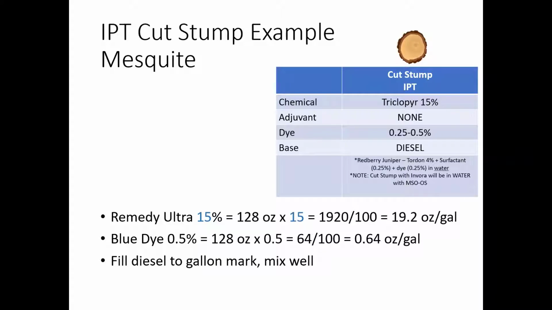This is a common example of cut stump treatments on mesquite. You only need 15% triclopyr because you're opening up that entire cut stump surface before applying the mixture. So 15% of 128 ounces, you get 1920, and you divide that by 100, and you get 19.2 ounces per gallon that you need. And then your blue dye, 0.5%, 128 ounces times 0.5, you get 64. And then you divide it by 100 and you have 0.64 ounces per gallon that is needed. And then once again, you fill the diesel to the gallon mark and you mix well.